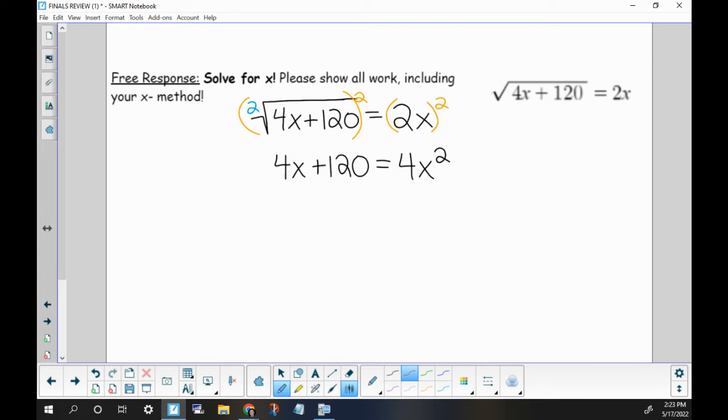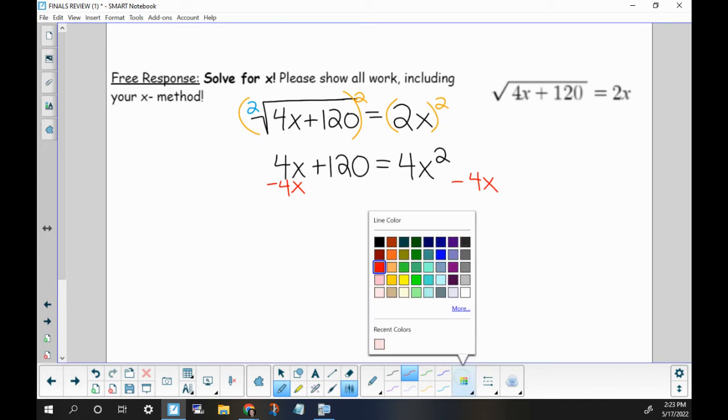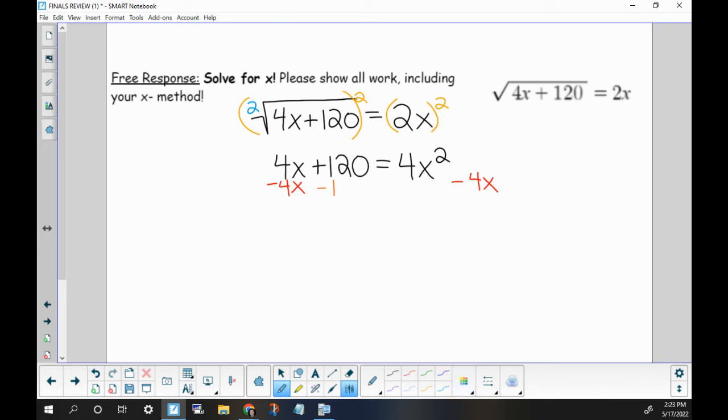Now what do we do? We need to get everything to one side of the equation. Now we could bring that 4x over, but let's keep that positive. So I'm going to subtract 4x, and then I'm going to minus 120 as well. Those all cancel out.